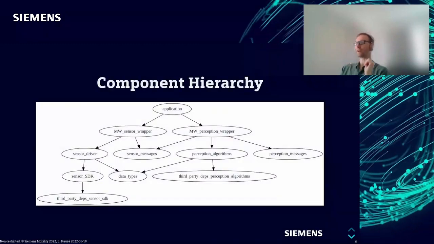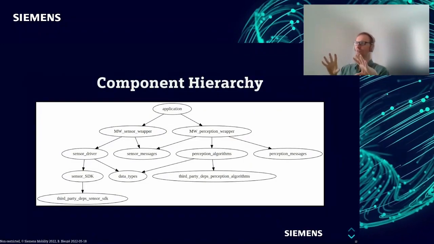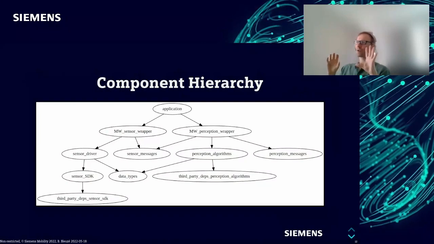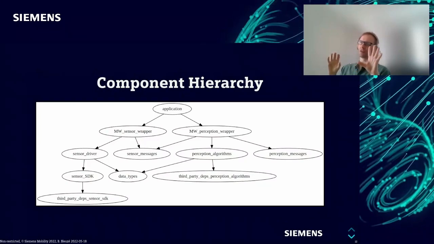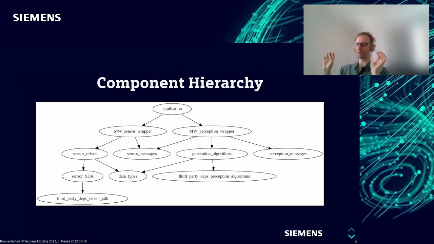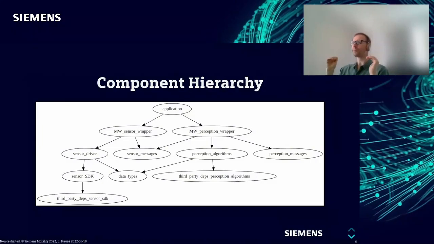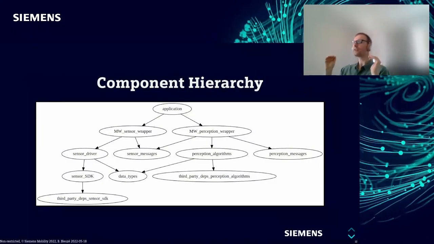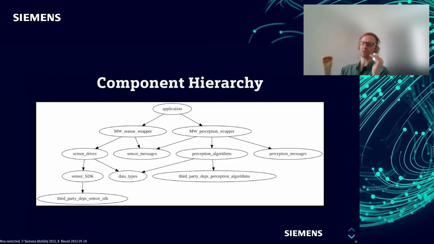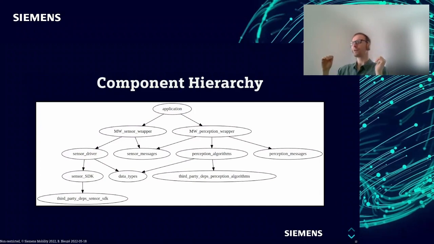To make it a little more concrete, I have here a view of how our applications work. We have several applications, and they depend, let's say, on the left-hand side on sensors and on the right-hand side on perception algorithms. Let's say we have a first layer, this MW there stands for middleware. So we have a middleware layer for sensors and for perception. In our case, the middleware at the moment is ROS, but we could change it to something else at some point. We can exchange it.